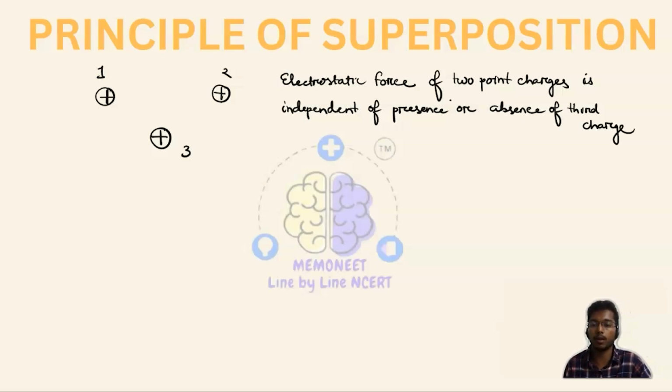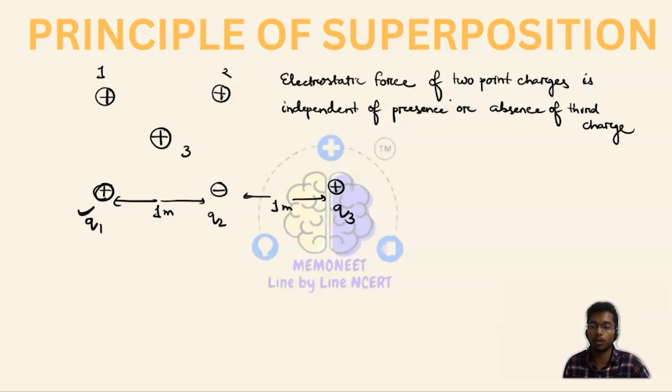Let's say, as an example, we have a positive charge here and a negative charge here and another positive charge here. Okay. So we have the charges acting, and the distance, let it be 1 meter and it is also 1 meter. Okay. So let's say this charge is Q1, it is Q2 and it is Q3. So the force on Q1 due to Q2, what will it be?